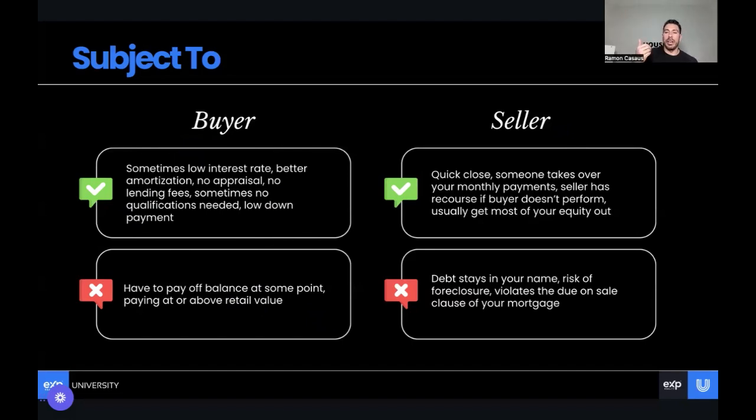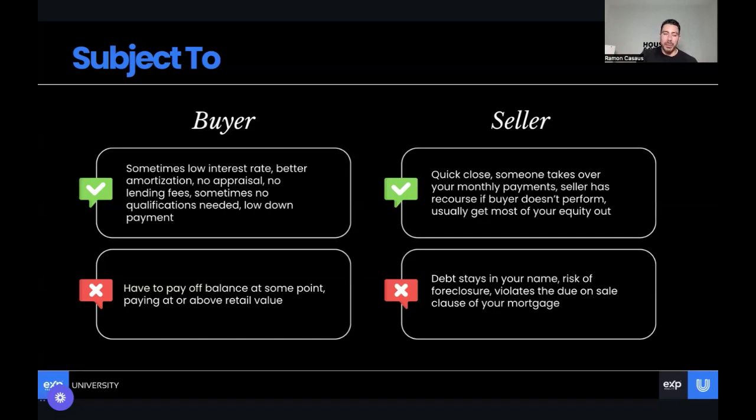So if you need financial help, if you're stressed out, if you're falling behind on payments, you're a seller, someone's picking up that tab now. Someone's paying that mortgage every month on your behalf, and it gets that burden off of you in terms of that monthly payment. So the seller also has recourse if the buyer doesn't perform. So if the buyer stops making payments or is unable to make payments, the seller does have recourse to take the property back if the buyer does not perform.